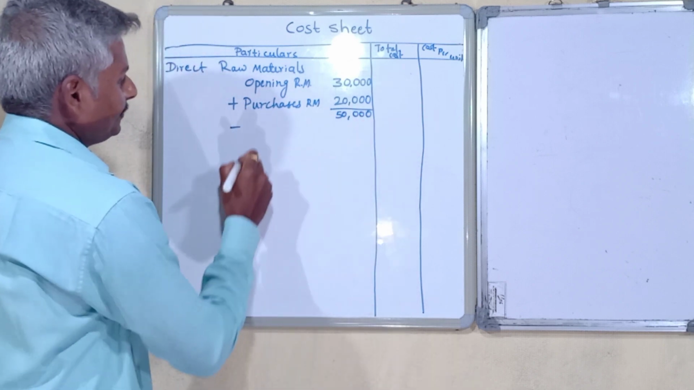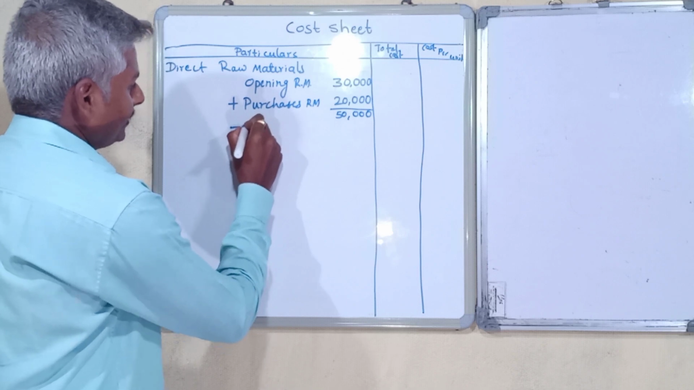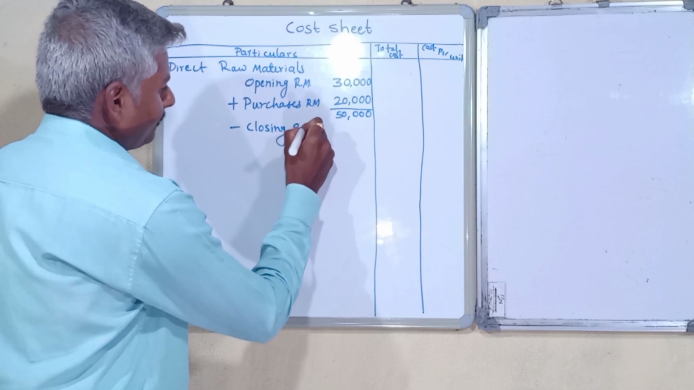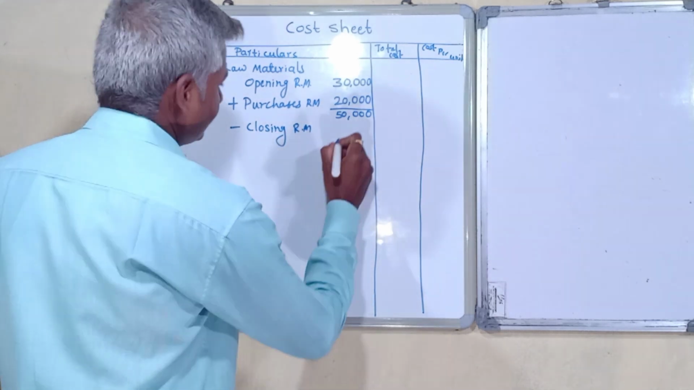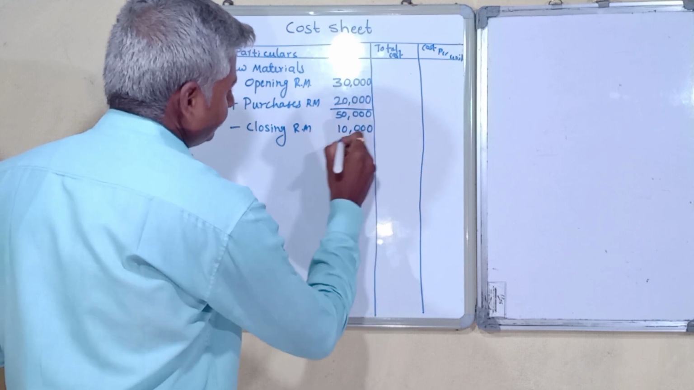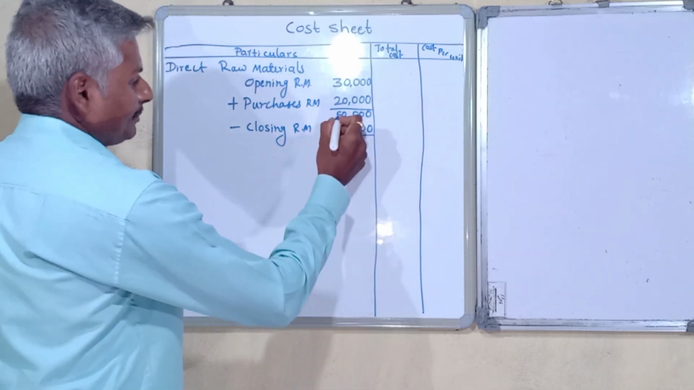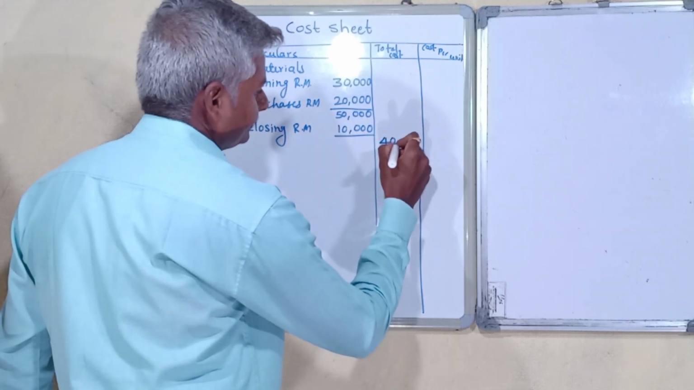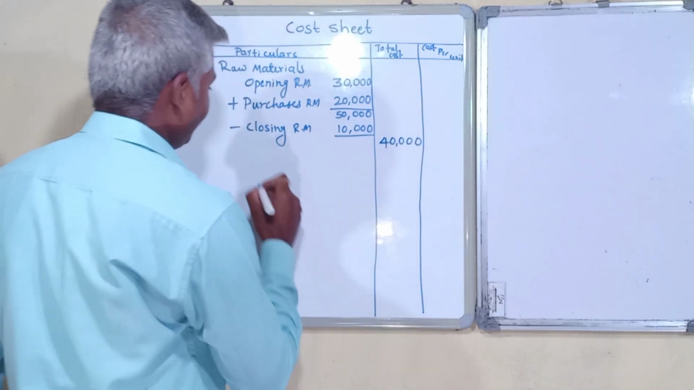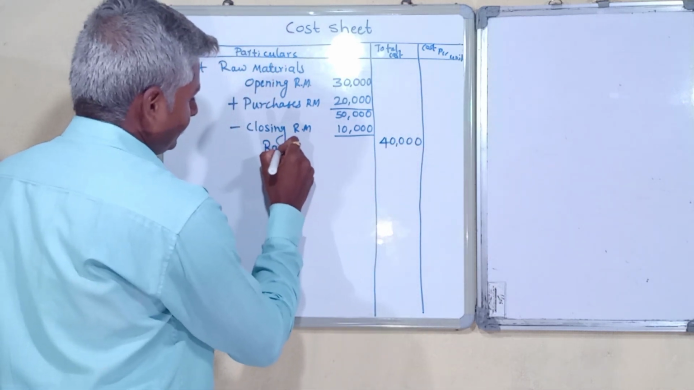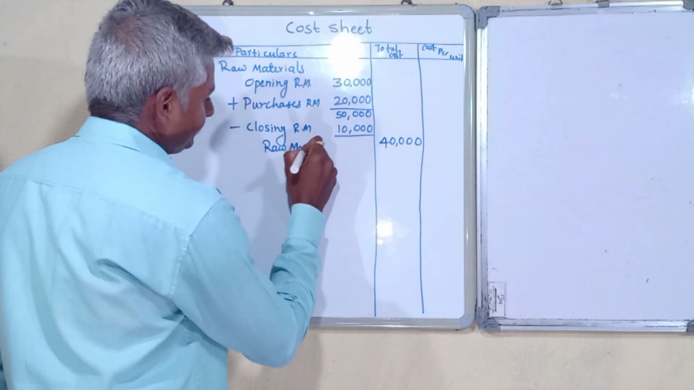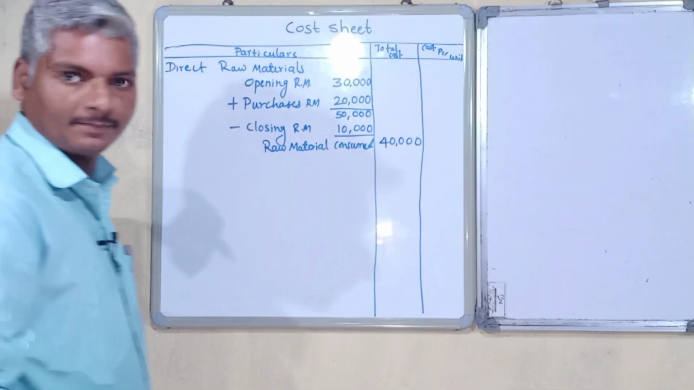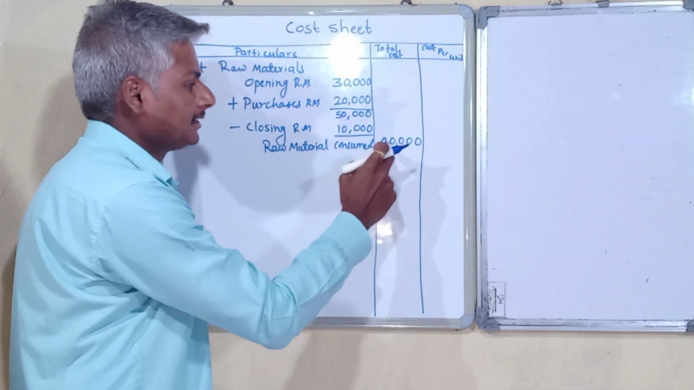Then we need to deduct closing stock of raw materials. So here closing stock of raw materials amounted to rupees 10,000. If you deduct 10,000 from 50,000, you will get 40,000. So 40,000 is your raw material consumed.